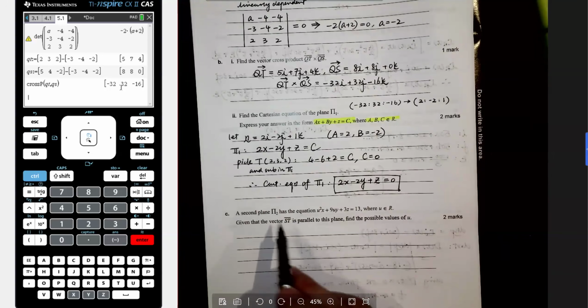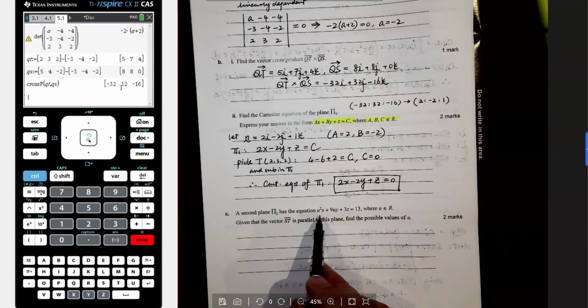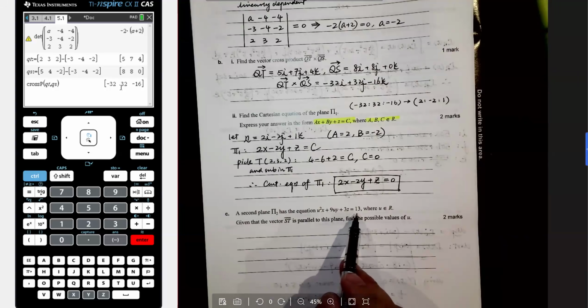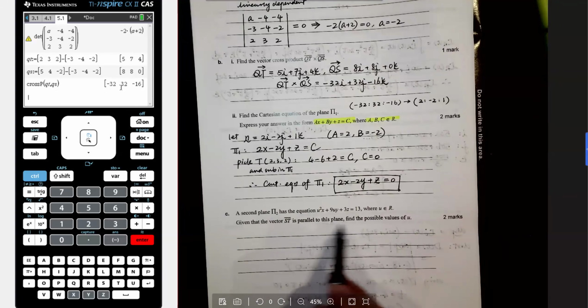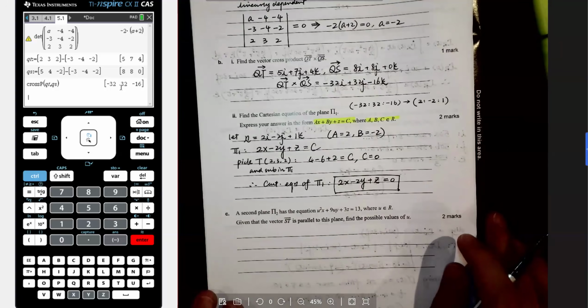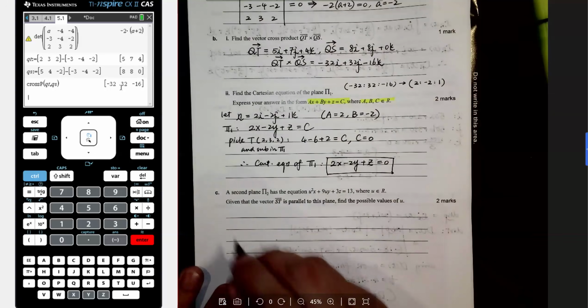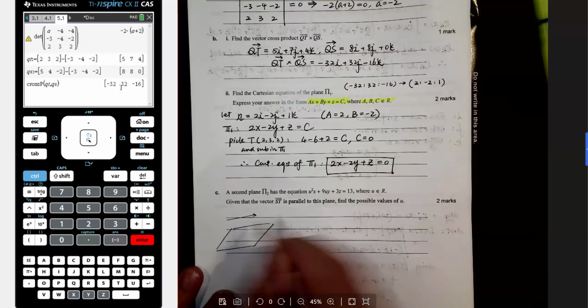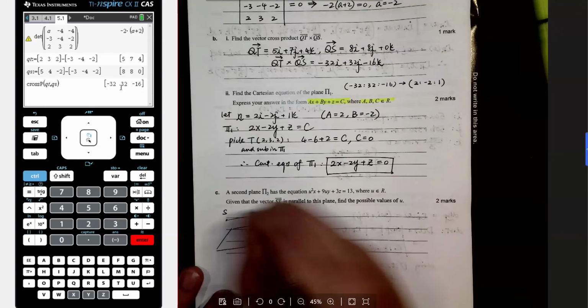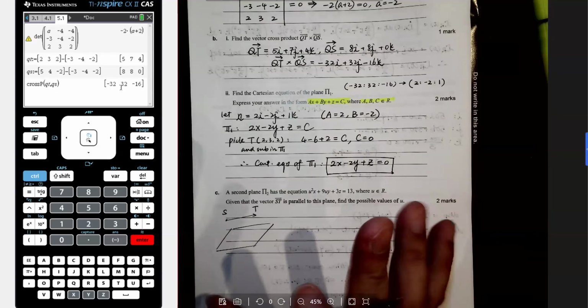A second plane pi2 has the equation u squared x plus 9uy plus 3z equals 13, where u is real. Vector ST is parallel to this plane. Find the possible values of u. Okay, so suppose I have a plane and the vector, let's say this is S, this is T. I don't care about the orientation.